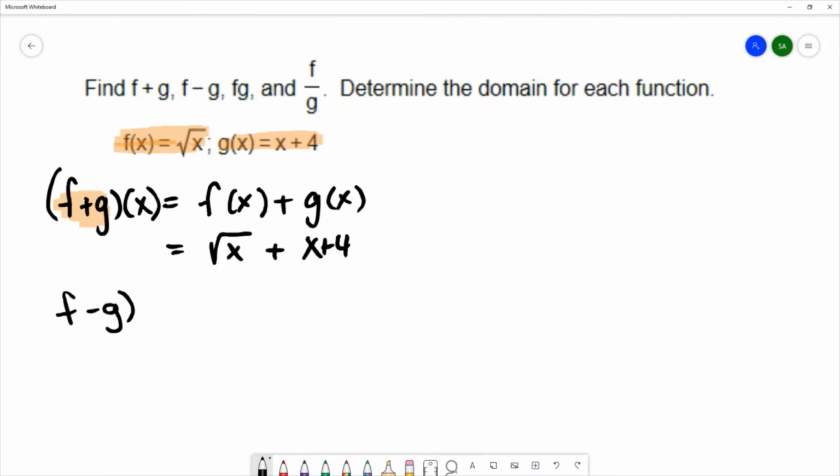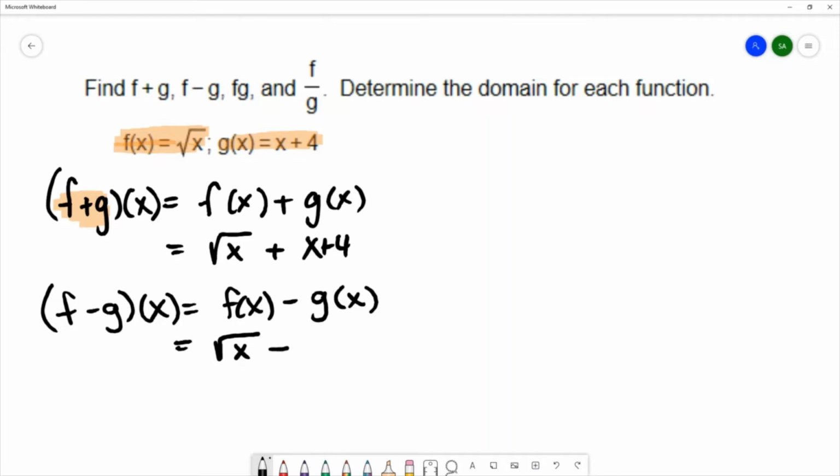For subtraction, we're going to take the function f of x and subtract g of x. f of x is square root x, g of x is x plus 4, so I want to subtract the whole function g of x. So I'm putting parentheses around it, and I'll use the distributive property on that minus. So I have square root x minus x minus 4 for f minus g of x.